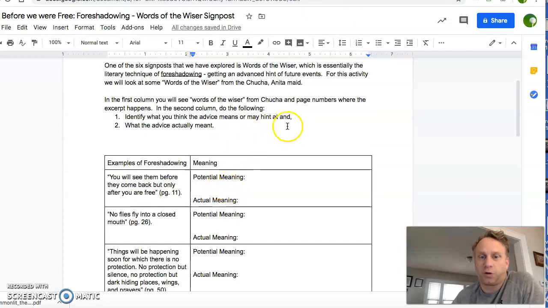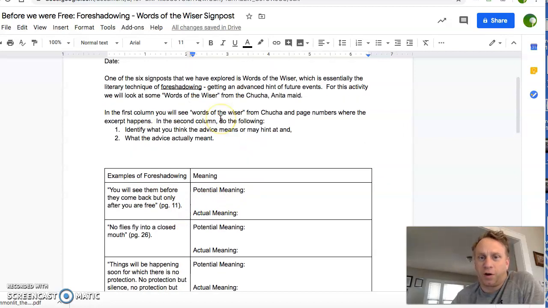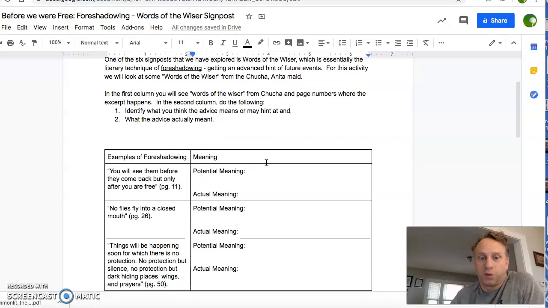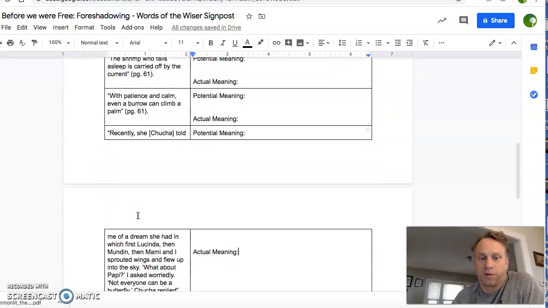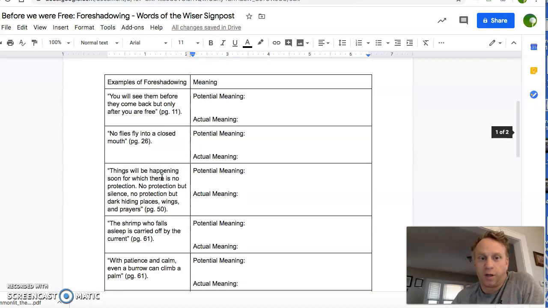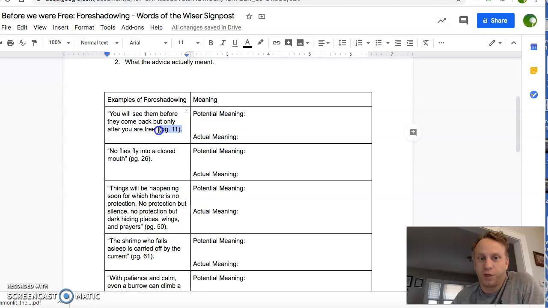The next document is for foreshadowing. There's a character, Chucha, who is the maid of the family in the book. And she gives a lot of words of wisdom to Anita, the protagonist. So what I have here is a list of several of her pieces of wisdom, including, you'll notice at the bottom of each of them, the page number where she says it. So you do not have to hunt for it. It's right there where you can find it.